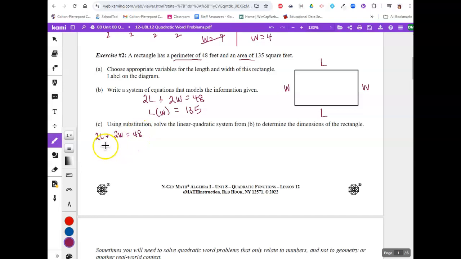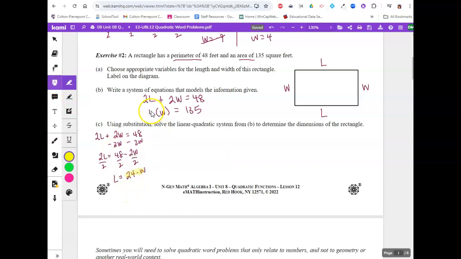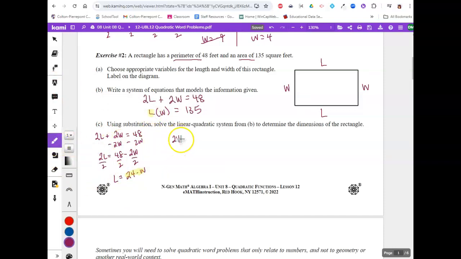All right, so to solve this for L, I'm going to subtract the 2W. And I get 2L is equal to 48 minus 2W. And then I want to divide by 2. So L is equal to 24 minus W. So if I'm using substitution, I'm going to take this L equals, and I'm going to plug it in right there in the second equation. So it's 24 minus W is the length times the width is equal to 135. All right, I'm going to distribute.